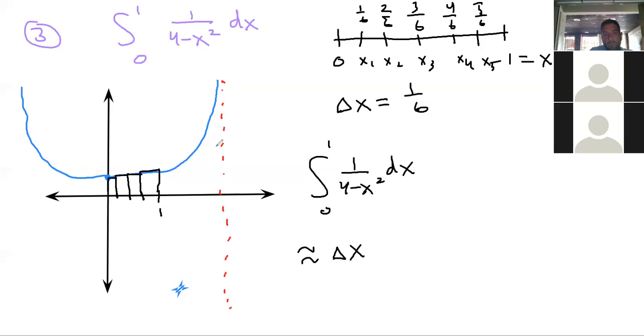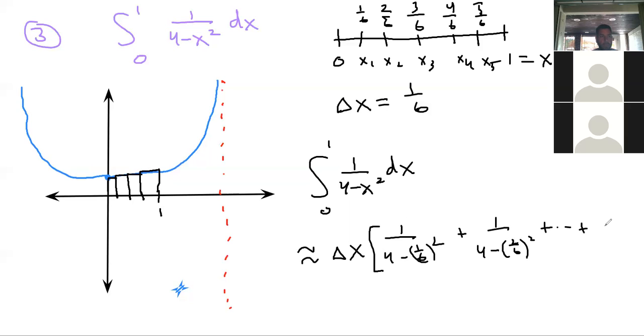That's 4 rectangles. We asked you to do 6, though. And so what's the height of each one of these rectangles? Well, it's going to be 1/4 minus (1/6) squared plus 1/4 minus (2/6) squared. And of course, you have to do this all the way out to the last one, which is 1/4 minus 1 squared.